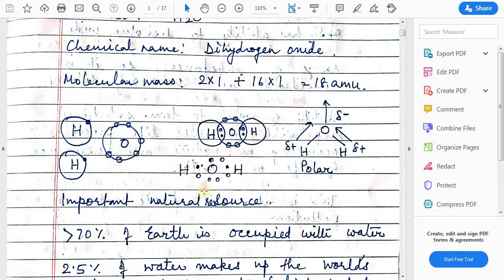So you can write this way also. There are 2 ways to write the structure. One is called Lewis structure, and the other is a valence shell structure. So these 2 structures you have to learn. One is there in class 9, another is there in class 10 syllabus. And ultimately you get that water is a polar compound.